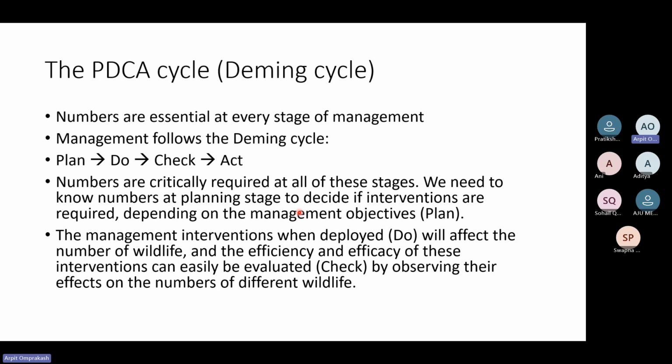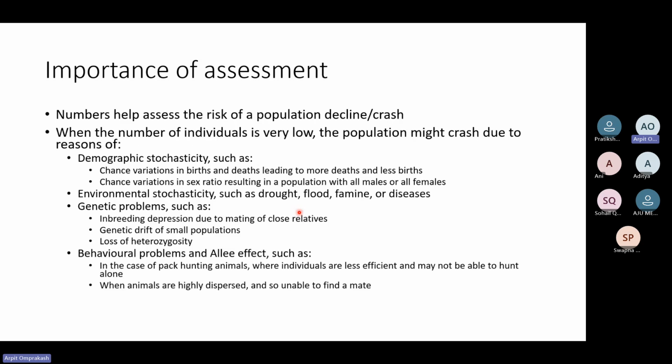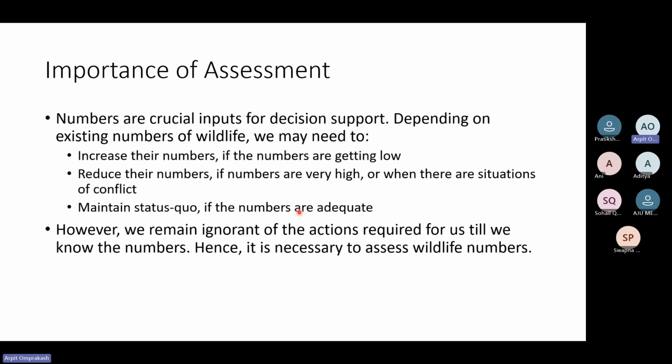We talked about the PDCA cycle, how we can get the number of individuals that are present in a given area and plan things for their survival, for their betterment, for increasing biodiversity, and implement, check, and then again act and react on it. Then we talked about the importance of assessing these things, assessing the numbers of wildlife.